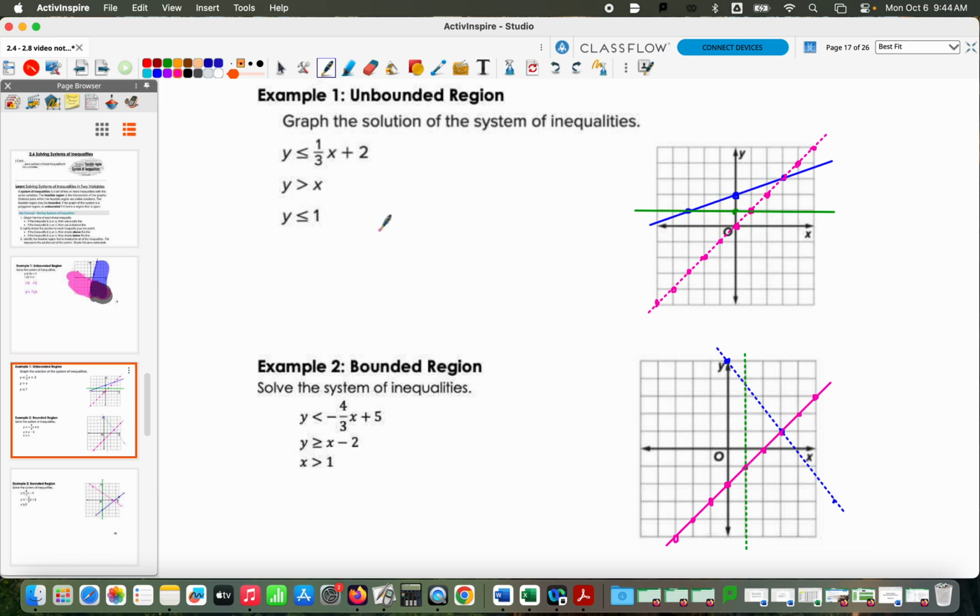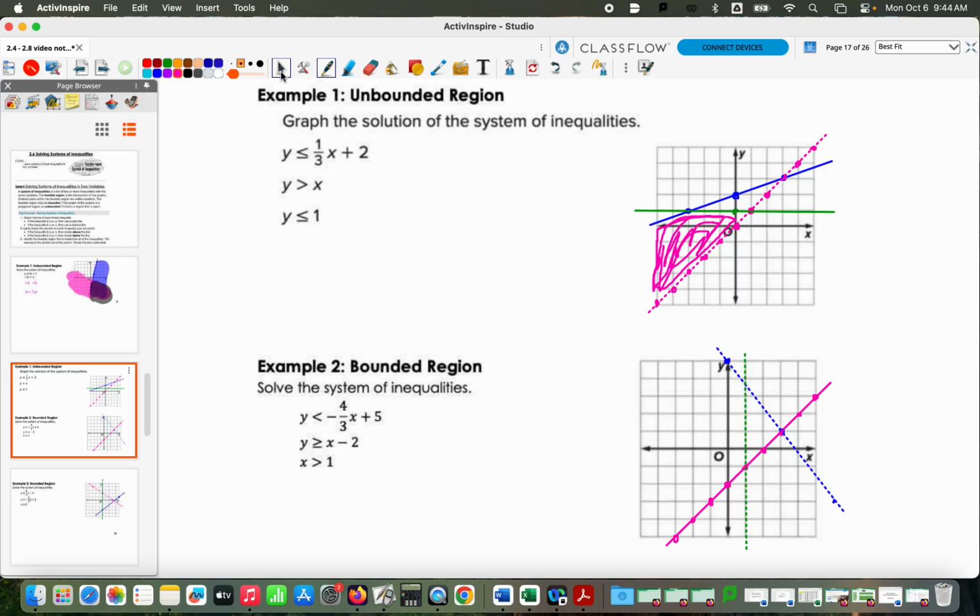Our last line is just a horizontal line. So it's a horizontal line at 1. It is a solid line. And everything less would be below it. So it should be everything in this whole area, it can't go above that line. Everything in here is where I would shade in. This would be my feasible region. This is where all the answers are.